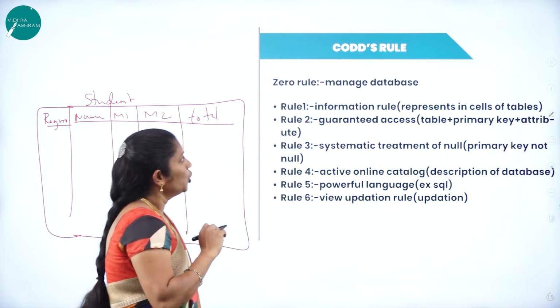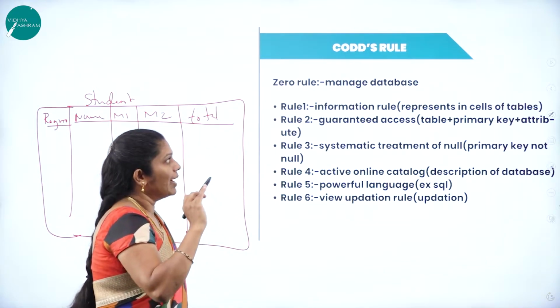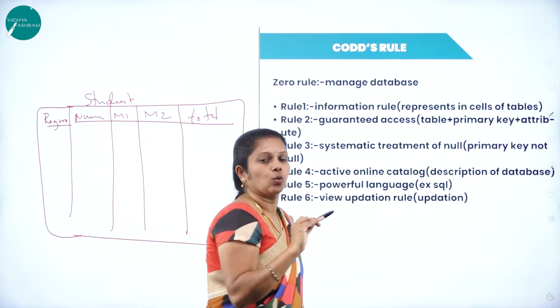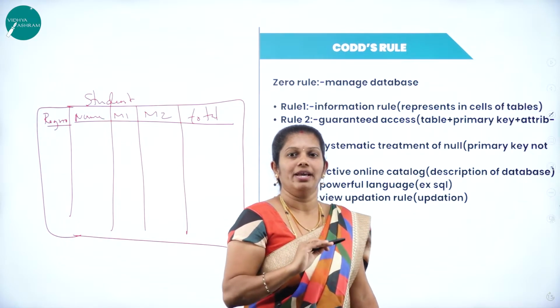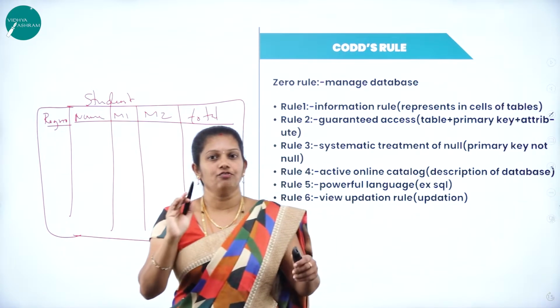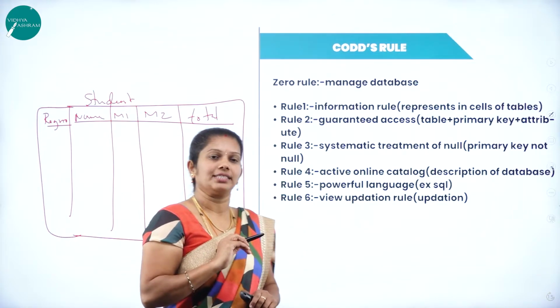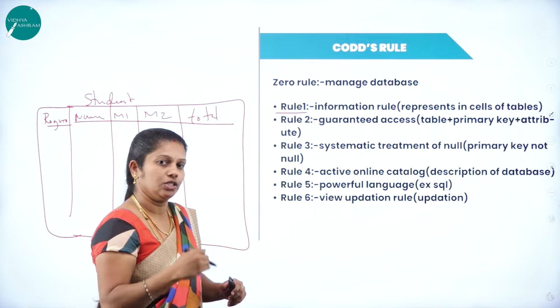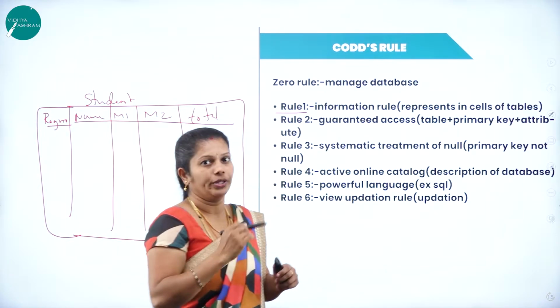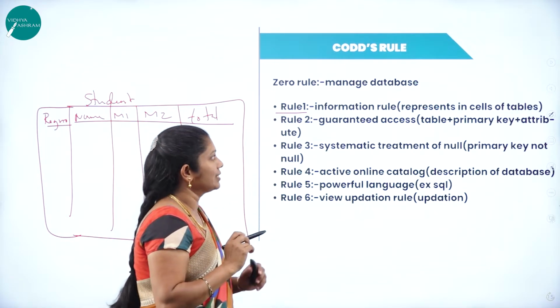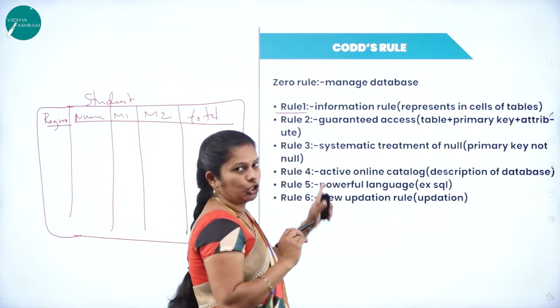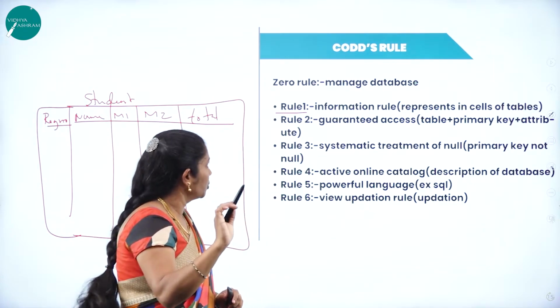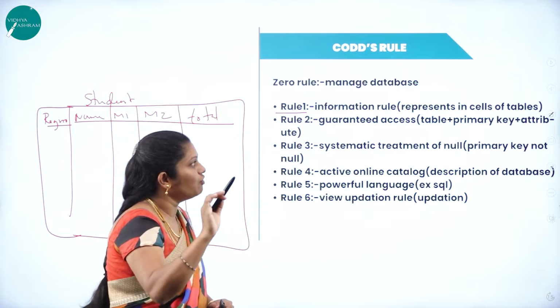The first one, rule 0, that is manageable database. Whatever data, whatever table we have created, has to be in a manageable format. Then rule 1, see one by one, because this is an important question for 5 marks in the annual exam. What exactly does rule 1 say? The name of rule 1 is the information rule.